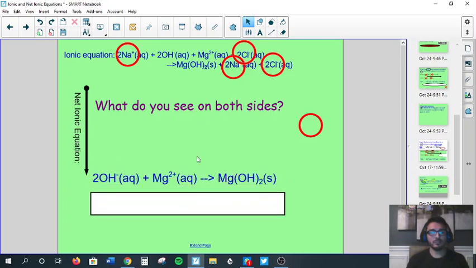Let's double check to make sure we're okay. We have two hydroxides, two hydroxides. That part's balanced. One magnesium, one magnesium. Good. So this is the net ionic equation. This is the reaction, the only reaction that's happening. The other ions here, they are your spectator ions. Although the question wasn't asking you to figure that out or to list them, you could be asked that.